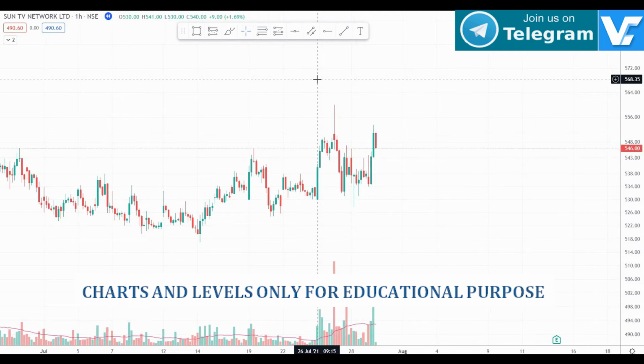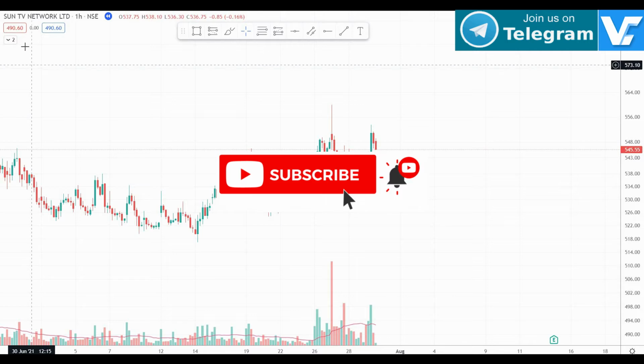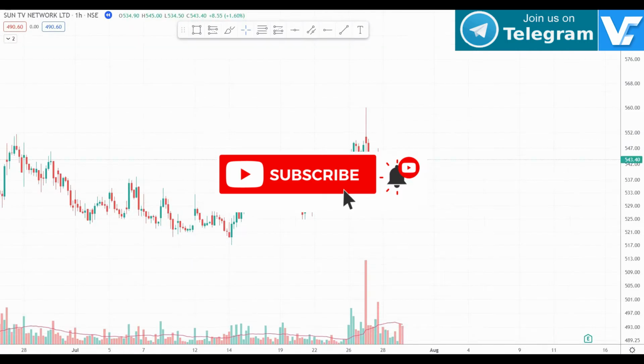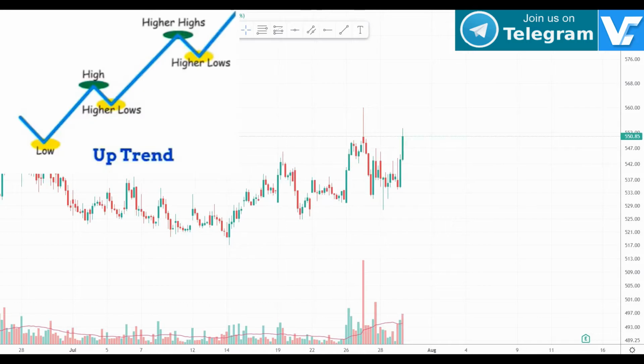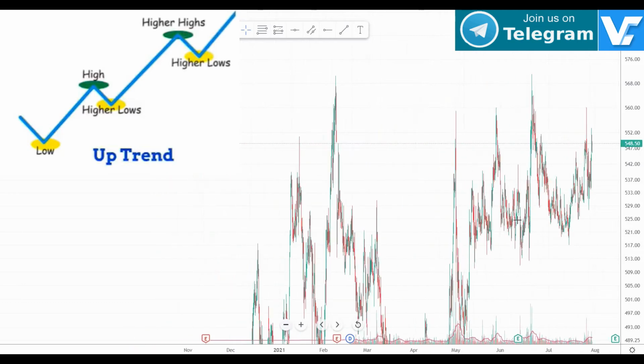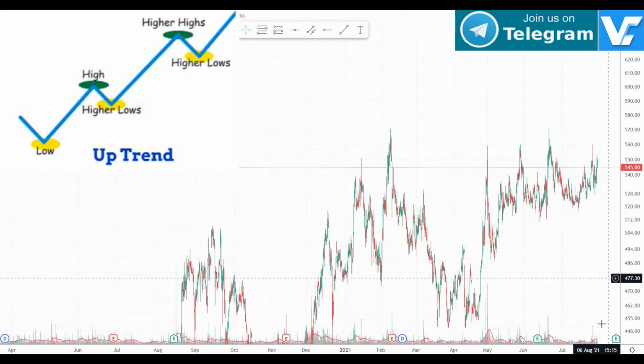Let's learn about price action strategy. Let's open the Sun TV Network 1 hour time frame chart. First of all, we need to find the market trend. From the long term perspective, we can see the market is in an uptrend.